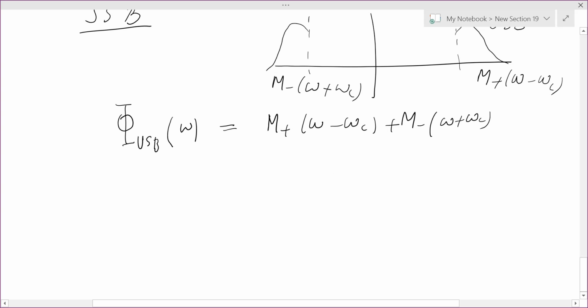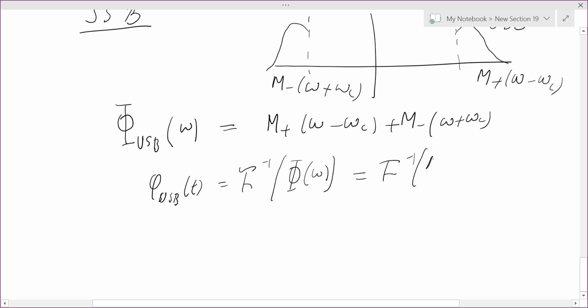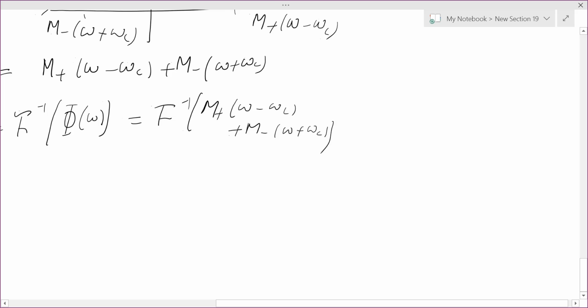Okay, now in time domain, what will be the function? I will write phi of USB t, that will be Fourier inverse of this, right? So that will be Fourier inverse of M plus (omega minus omega c) plus M minus (omega plus omega c), right? Now you know this property.